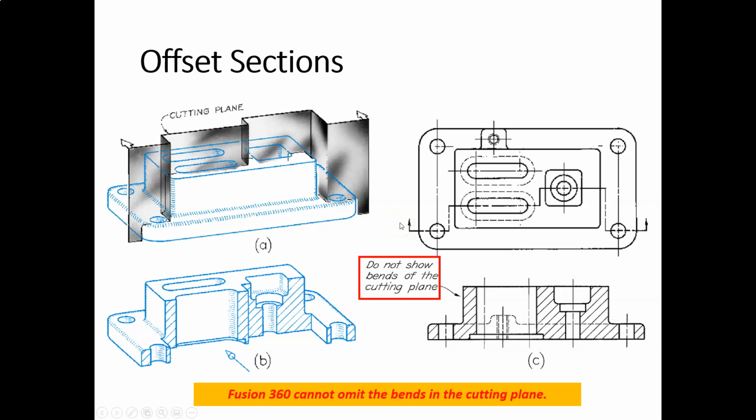And again, Fusion 360 can make an offset section, but what happens is it insists on drawing a line where we make the turn. So there would be a line here from this, and then a line here from this. Okay.